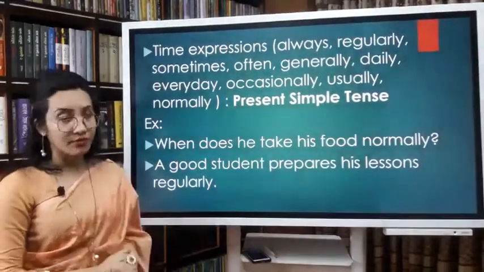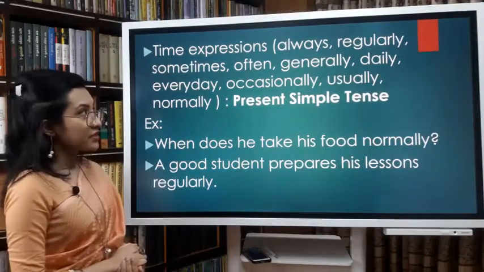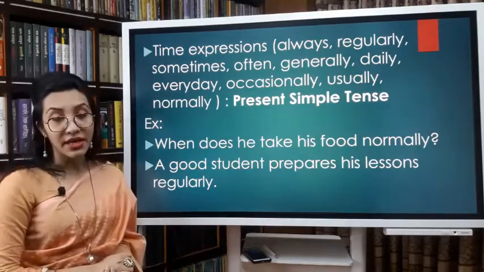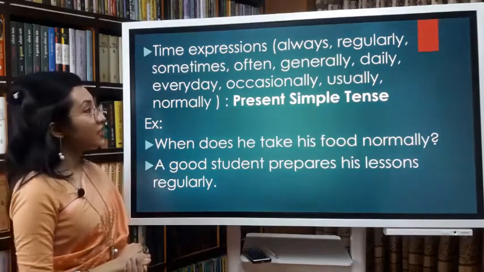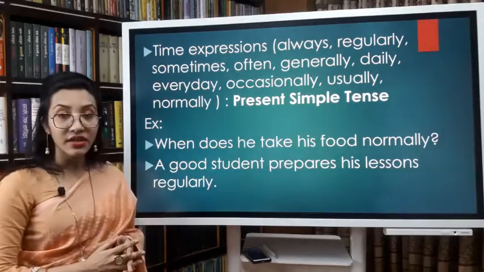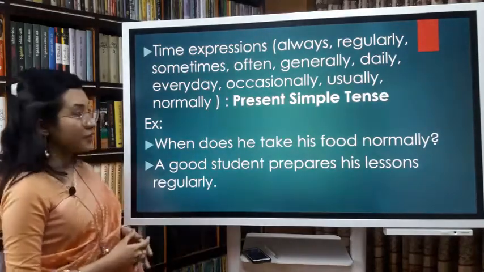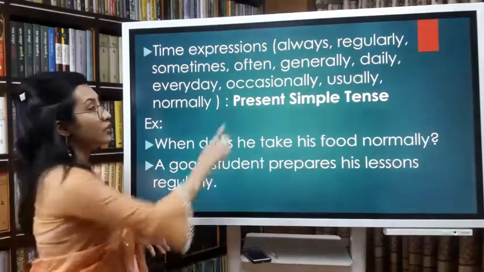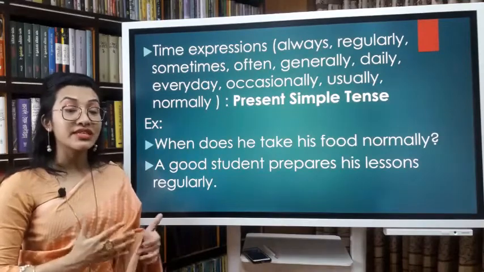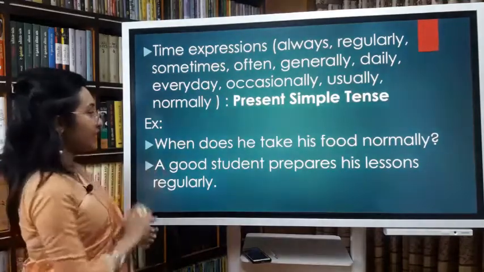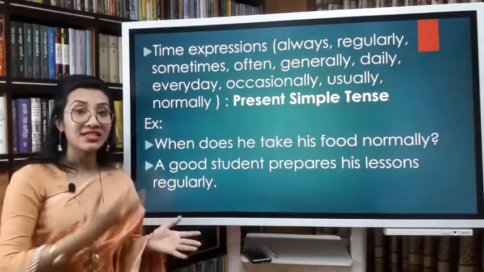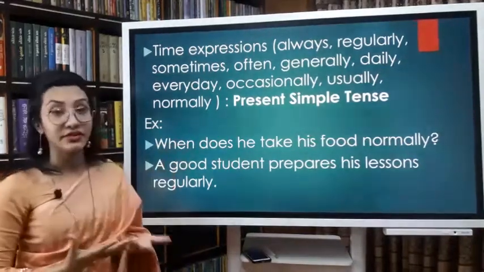Moving on to the next rule. Time expressions such as always, regularly, sometimes, often, generally, daily, every day, occasionally, usually, and normally always follow present simple tense. That means present indefinite tense. As in, when does he take his food normally? You can see that it's an example of an interrogative sentence.